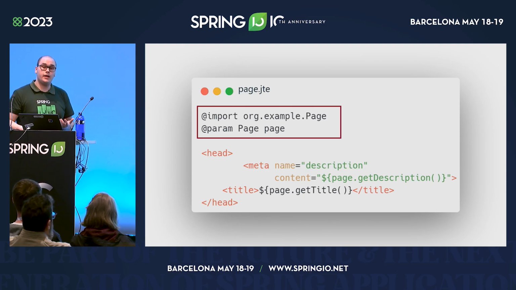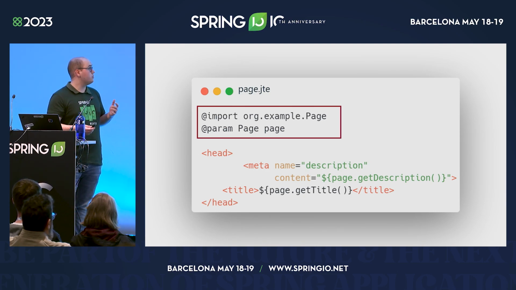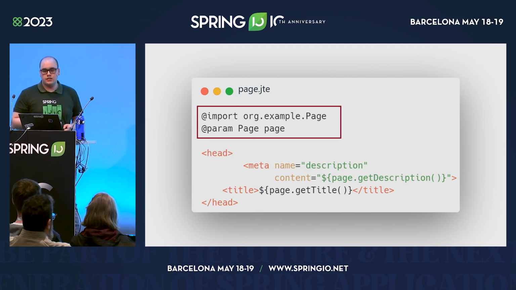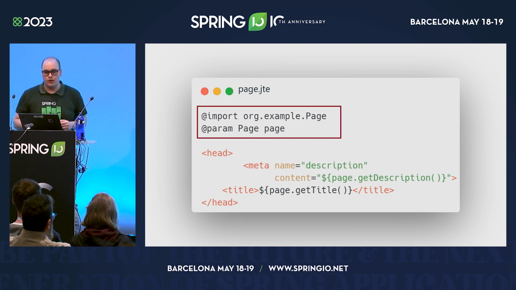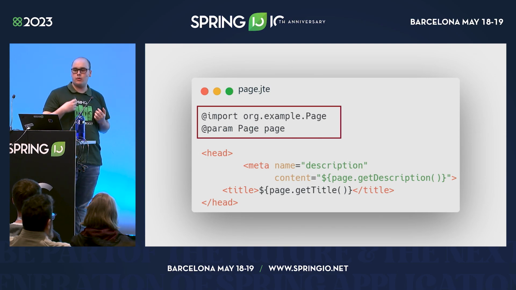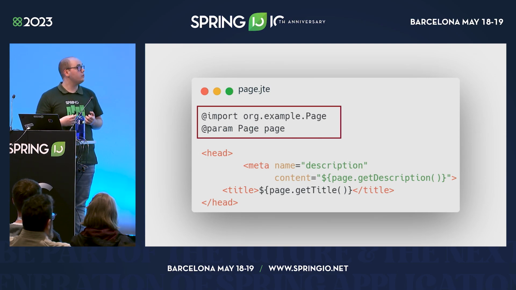JTE templates are compiled to native Java classes. To import the classes we use the @import syntax. We also need to declare the parameters that need to exist in our model with the @param annotation.